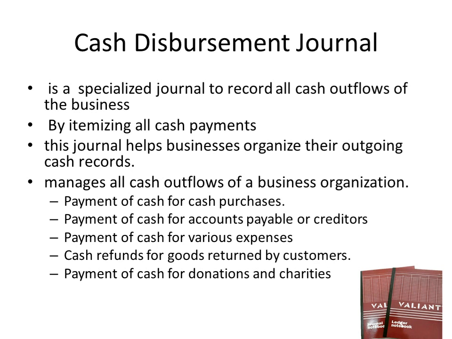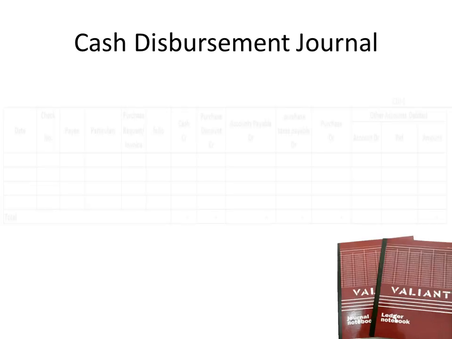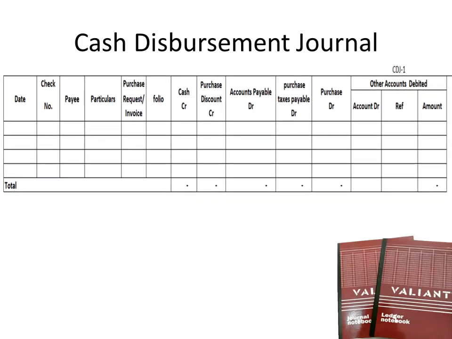It's also payment of cash for various expenses, cash refund for goods returned by the customer, or the refund of the performance bond, and payment of cash for donations and charities. Okay? So let's take a look at what it looks like. So take note, it looks like this.